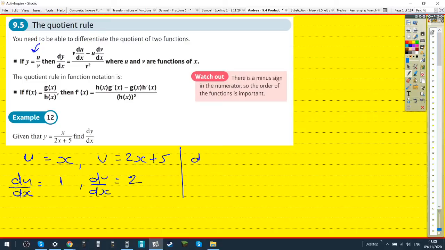And so will that just be 2 times 2x plus 5? No. What is du dx? 2. That's dv dx. Oh, 1. So it'll be just 2x plus 5 times 1? Yeah. So that'll just be 2x plus 5.